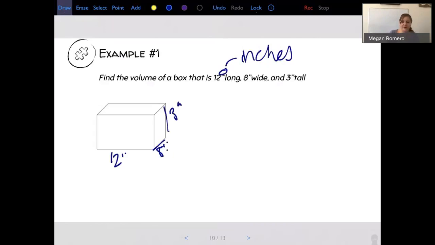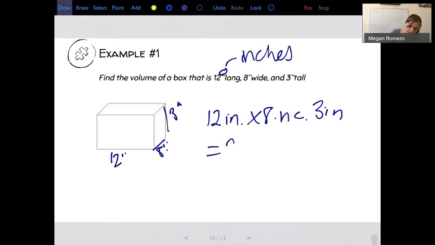So in order to find volume, if it's of a box or a rectangular prism, you multiply everything. So 12 inches times 8 inches times 3 inches. And this would give us 12 times 8 times 3 is 288. And we have inches times inches times inches, which is inches cubed, which is why it's called 3-dimensional.